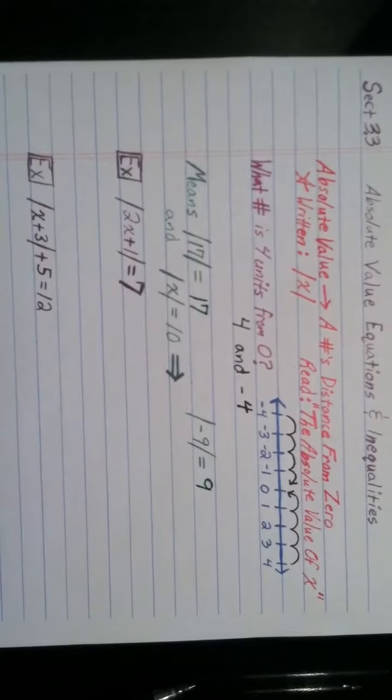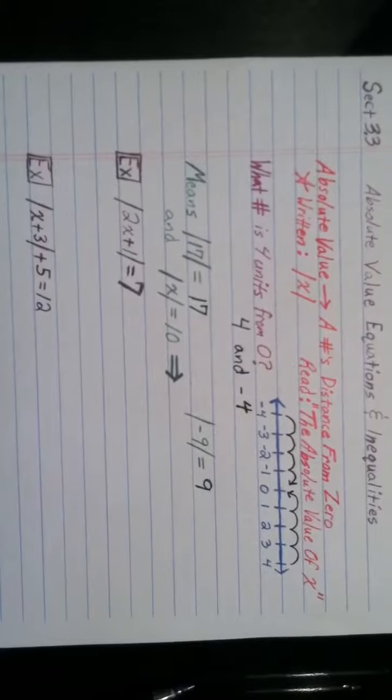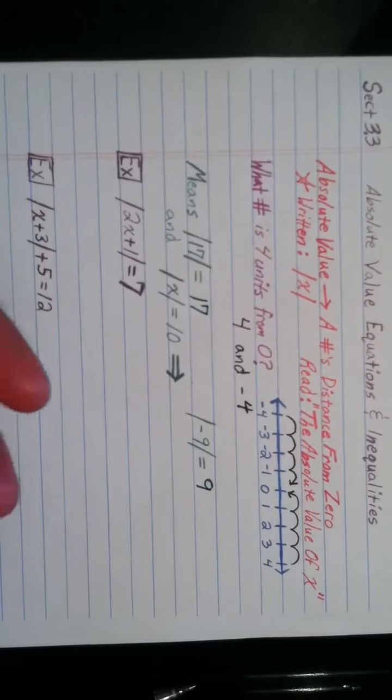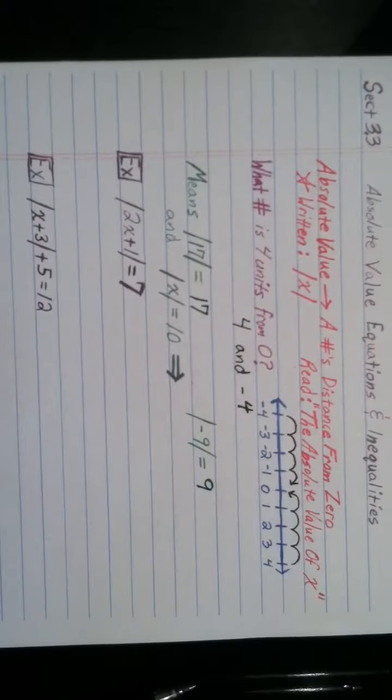See, absolute value, because it's a distance, is always positive. Distance can never be a negative value. You wouldn't say, oh, I'm standing 10 feet away from you, but you're -10 feet from me. It'd be, I'm 10 feet from you and you're 10 feet from me. It's always a positive when you're dealing in distances.